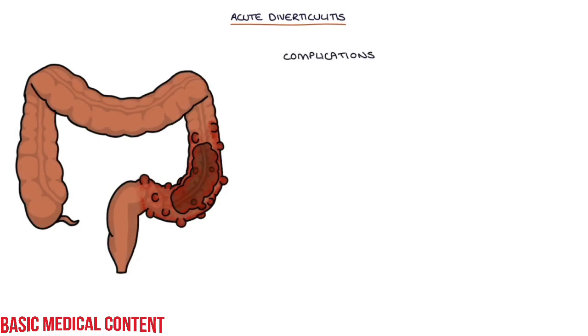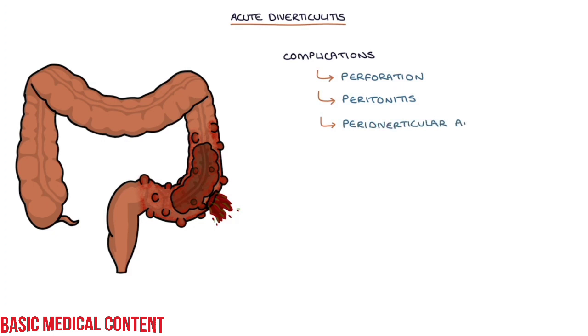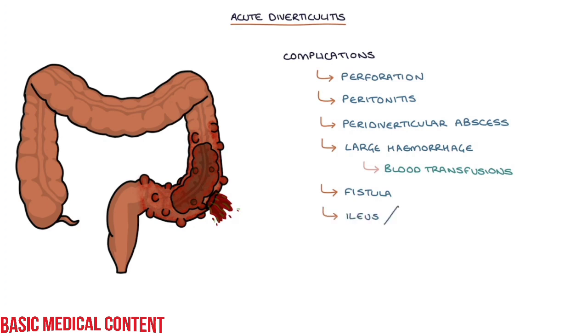Complications of acute diverticulitis are perforation of the bowel, peritonitis, a peridiverticular abscess, a large hemorrhage requiring blood transfusions, fistula, for example between the colon and the bladder or the vagina, and ileus or bowel obstruction.